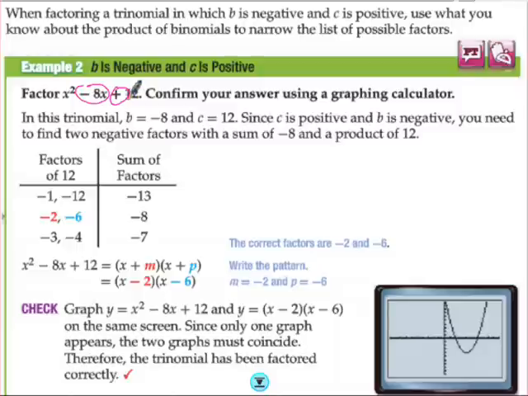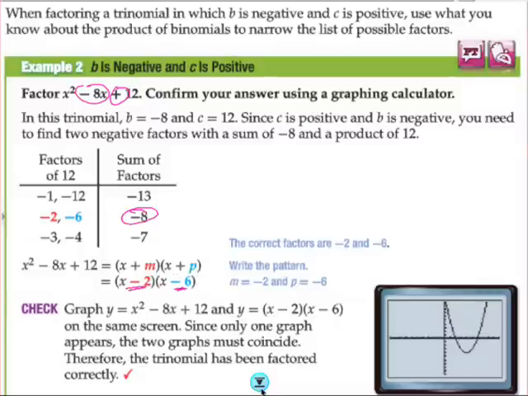So for example, on this one right here, we're going to look at negative factors of 12. So negative 1 times negative 12, negative 2 times negative 6, negative 3 times negative 4. Of those choices, negative 8 is negative 2 and negative 6. So now inside the parentheses, we end up with x minus 2 and x minus 6.